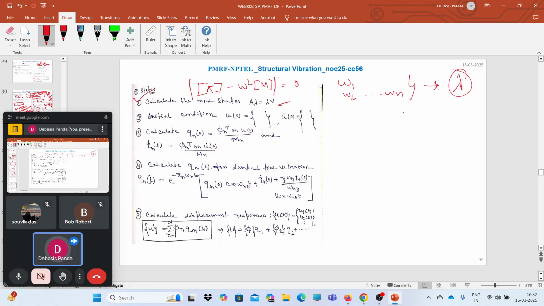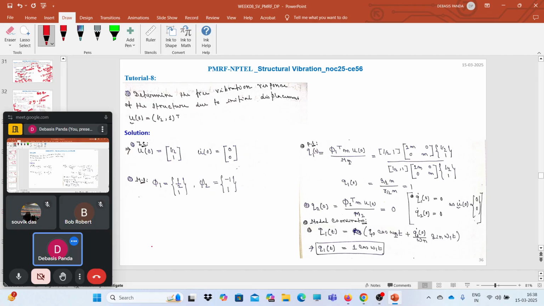Then we need to find out the mode shape matrix. We need to calculate the initial condition. Once we have the initial condition, we can find out the participation factor qn, which is nothing but phi n transpose m u, or u0 precisely here, divided by mn, the component of this. And once we have found this, we can easily calculate the value of the total response and the response in modal coordinates.